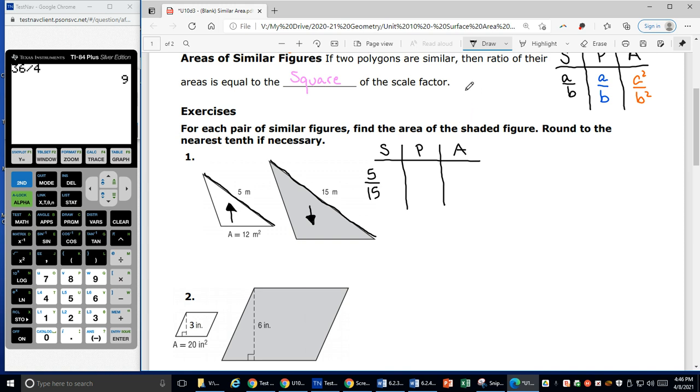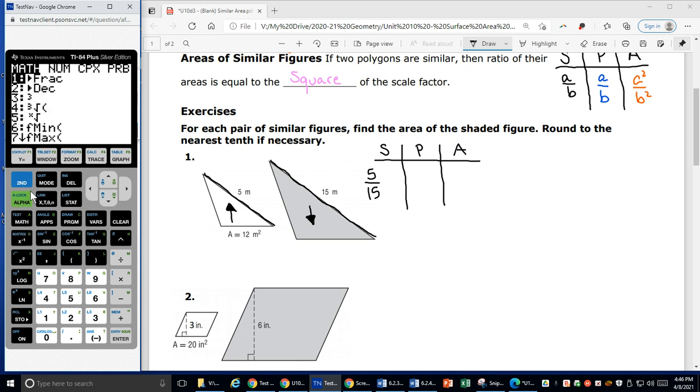If reducing just isn't your thing, this is a simpler one to reduce because we can see that 5 goes into both. But I want to show you on the calculator: if you do 5 divided by 15, right here under the green alpha you have this math button, and number 1 says make it a fraction. So you just hit number 1, or you can just hit enter because it's already highlighted.